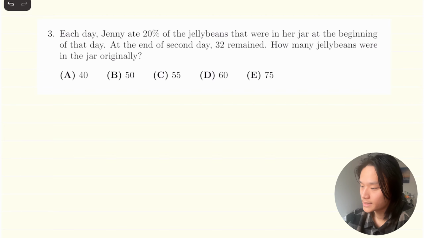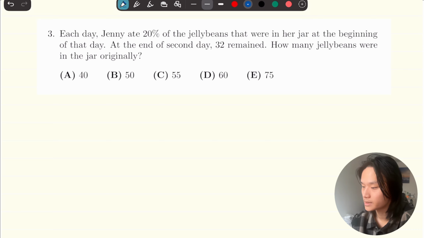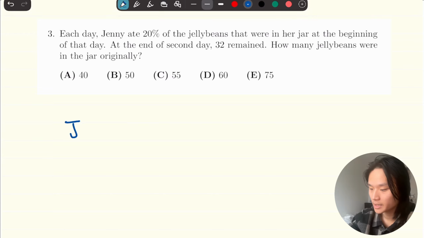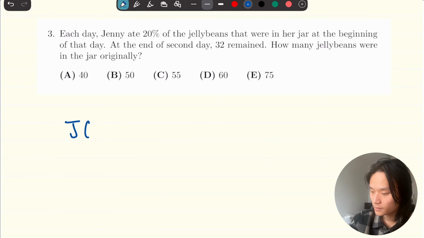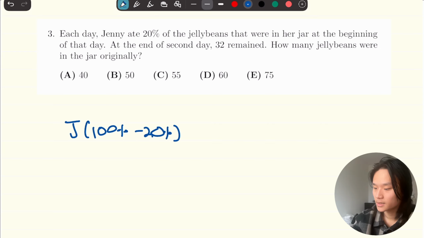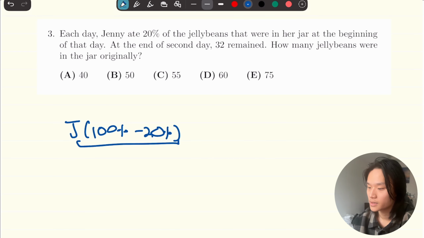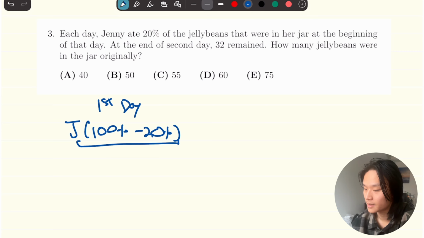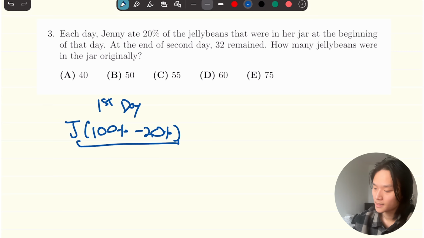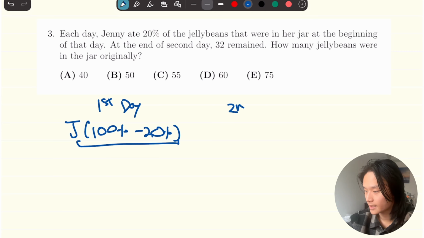So let's say the number of jelly beans that was in the jar originally is J, a big J, okay? And every day, Jenny ate 20%, so we had 100% and then minus 20%. So we multiply that, so every day that happens, so after the first day, that's the number of jelly beans that remained. And so what about the second day, right?